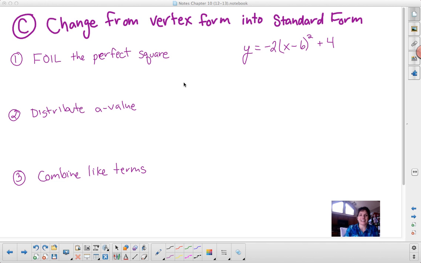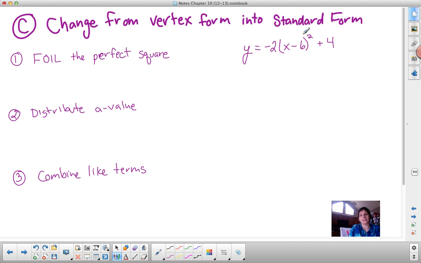All right, I promise this is the last one for section 10.5. And the last thing that we'll have to do in section 10.5 is actually easier than the previous one. So this time we're going to change from vertex form into standard form. We have to be able to go forward and backward.